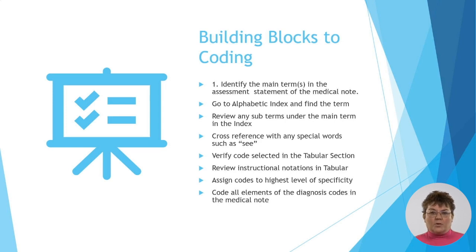Then I'm going to take that and go to the main terms in the tabular section, and it's going to cross-reference me to go to that. And then it's going to say "see also," or I'm going to notice: is this a fracture of the right arm, the left arm? Then it's going to break it down again. Is this in the lower extremity? Is this a tibia fracture? What type of fracture is this?